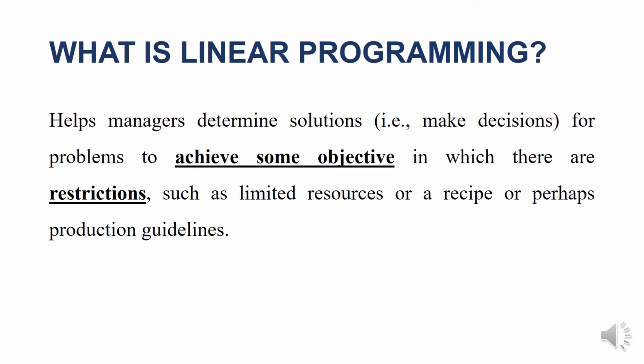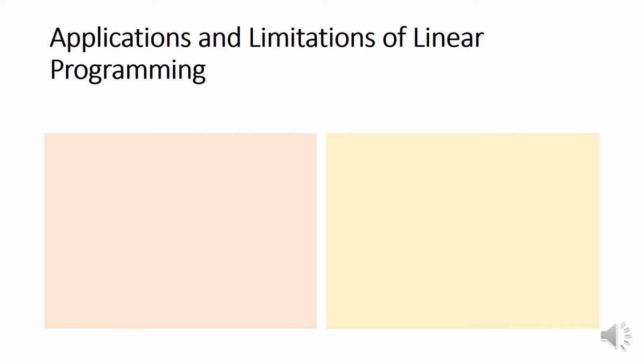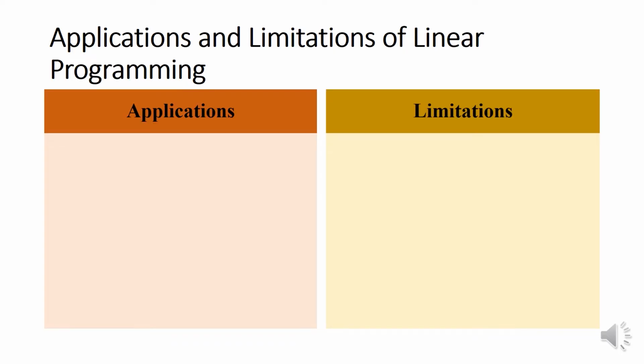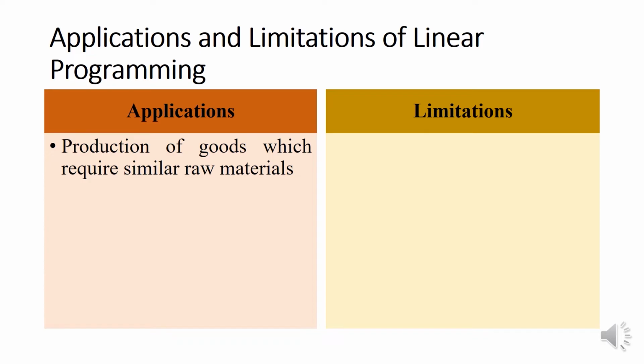Now that you understand what linear programming is all about, let's proceed to the application and limitations of linear programming in an actual business. Linear programming can be applied in the production of goods which require similar raw materials, like what we did in the pizza versus burger, wherein the pizza and the burger need the same ingredients but different quantities of ingredients, to be specific.